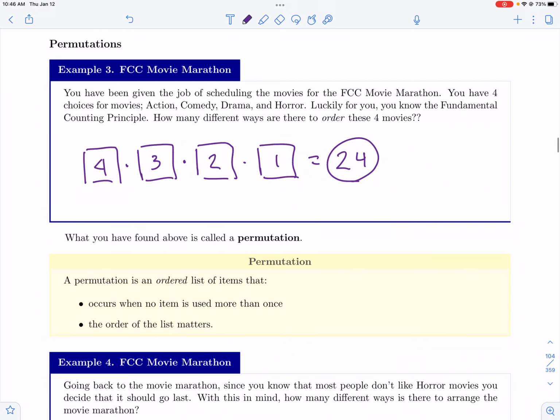So in words, a permutation is an ordered list of items. Order is going to matter in this case, because again, we ranked these movies from the 6 o'clock up to the midnight showing. We're not allowed to use items more than once, and of course, the order of the list matters. So those are the conditions when we're using a permutation. Again, think of it as the fundamental counting principle where repeats are not allowed. That's really what we're looking at.